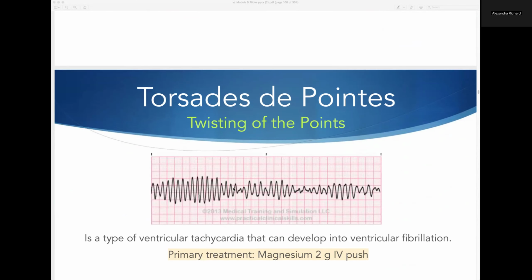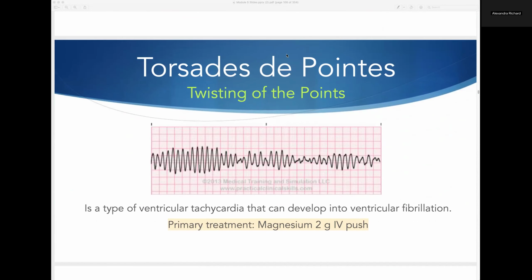Very good. This is torsades de pointes. So this is what we call a twisting of the points. It looks just like a party streamer. Okay, so we're going to talk about this. This is a type of ventricular tachycardia. Okay, so this is what we call polymorphic tachycardia. So we're going to learn the difference between polymorphic versus monomorphic ventricular tachycardia. So let's look at some pictures.